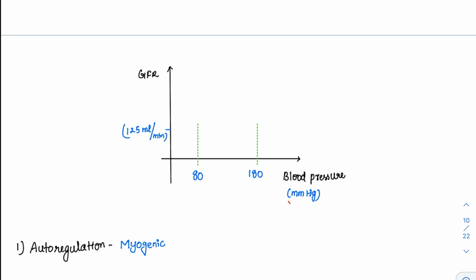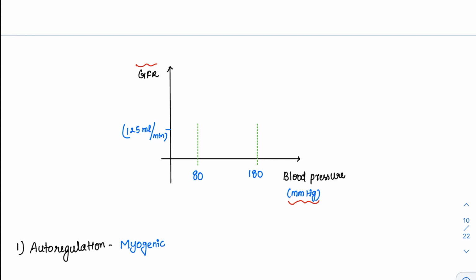Here the blood pressure is plotted along the x-axis. Blood pressure is the systemic blood pressure. It is plotted along the x-axis, and the GFR is plotted along the y-axis. They have seen what happens to the GFR whenever there is a change in blood pressure.